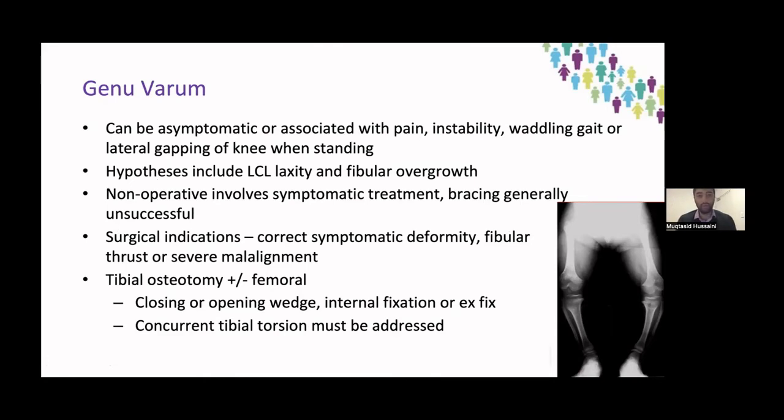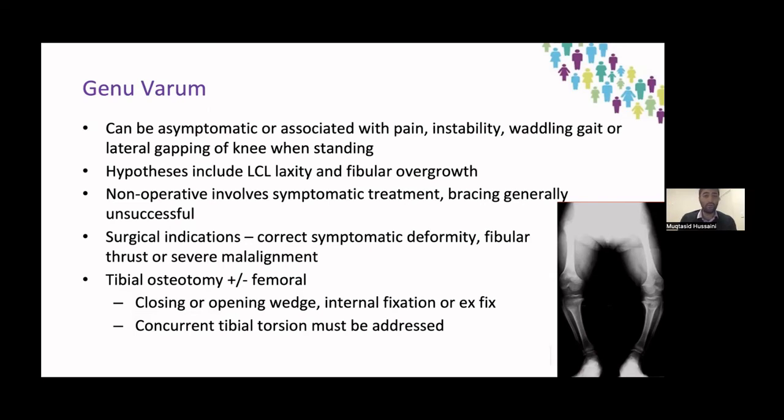Non-operative management involves symptomatic treatment. Bracing has generally been found to be unsuccessful. Indications for surgery include the need for correcting a symptomatic deformity, fibula thrust, or severe malalignment. This can be done with a tibial or femoral osteotomy. It can be closing or opening wedge with internal fixation or an X-fix.